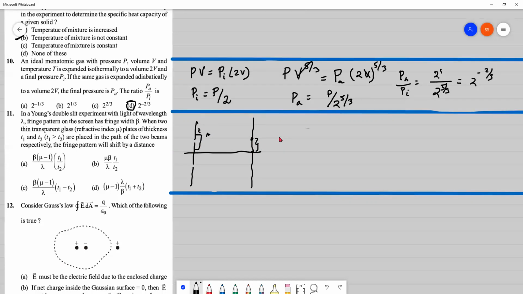Actually, the shift is D by d times mu minus 1 into t. Mu minus 1 into t. We also know that beta is equal to lambda D by d.